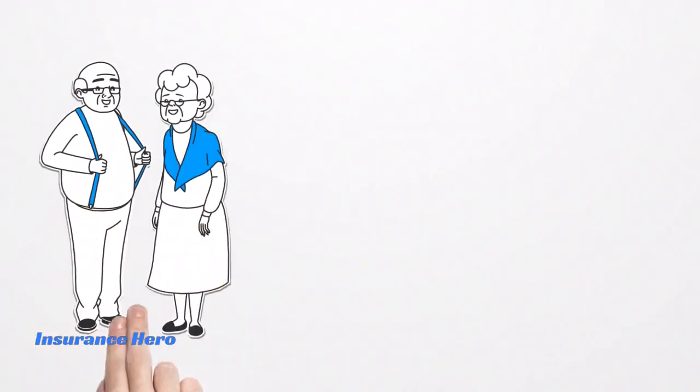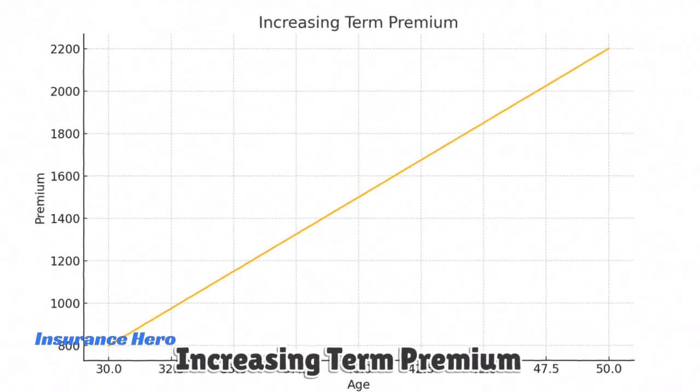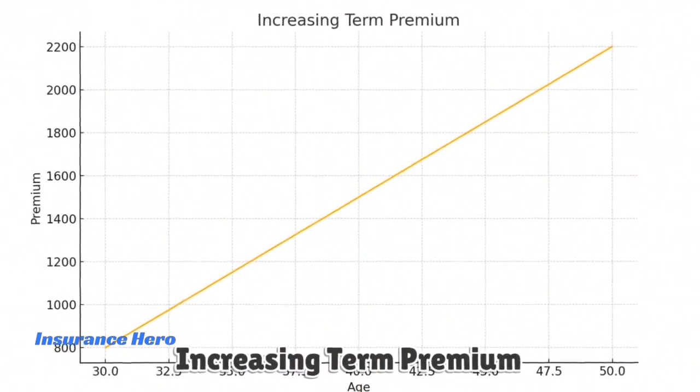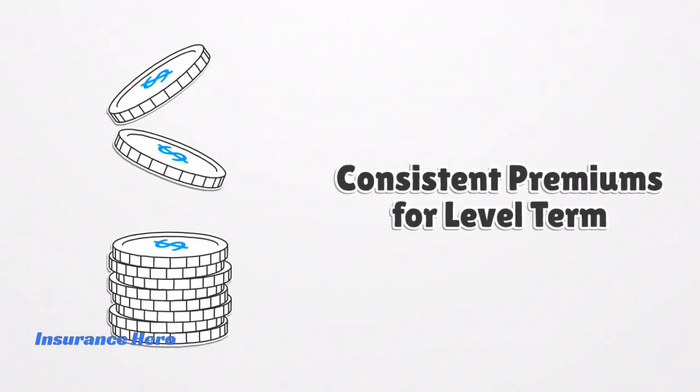For increasing term, the premiums usually increase as you get older, since you're getting older and receiving more coverage. With level term, the premiums remain the same throughout the term.